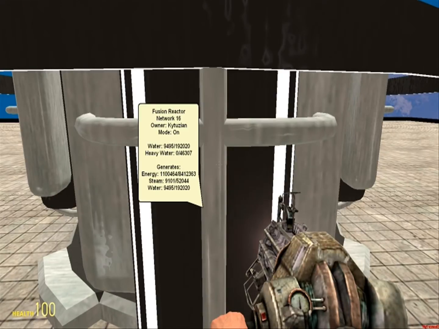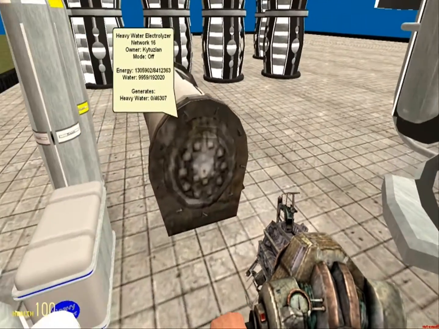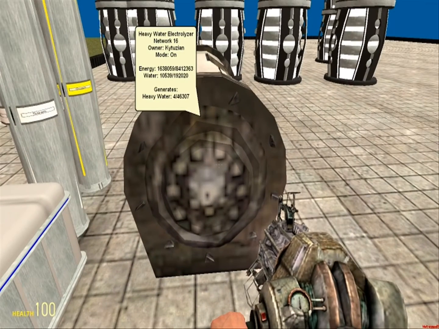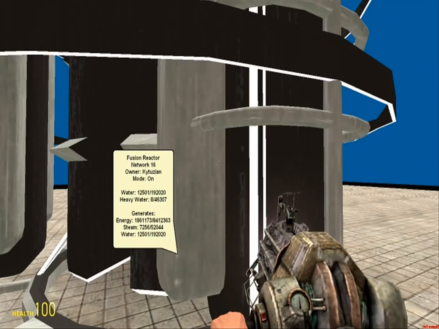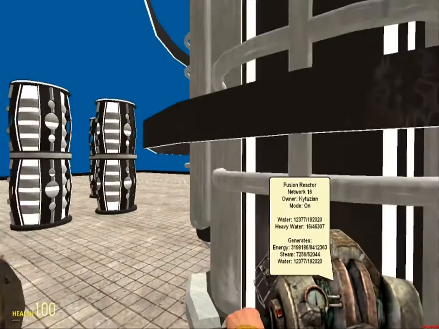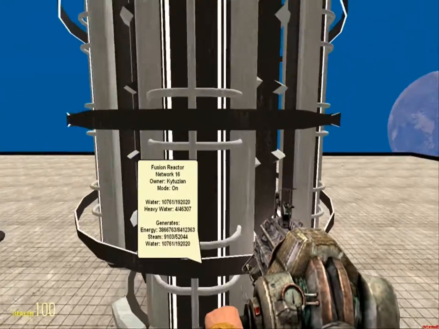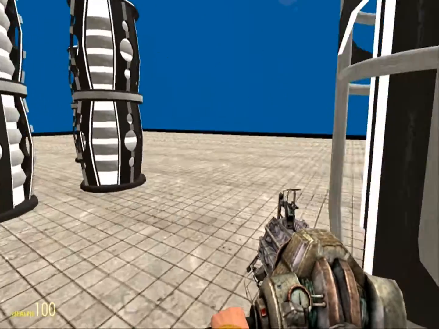I believe the power actually becomes more efficient once you have water, and it should become even more efficient once we have heavy water, which we now have a little bit of. And now you'll see it's producing loads of energy. I think it's, what is that even? Oh god, it's like 200,000 or so per second. It's a ton of power. It's a lot more once you have the water and the heavy water.